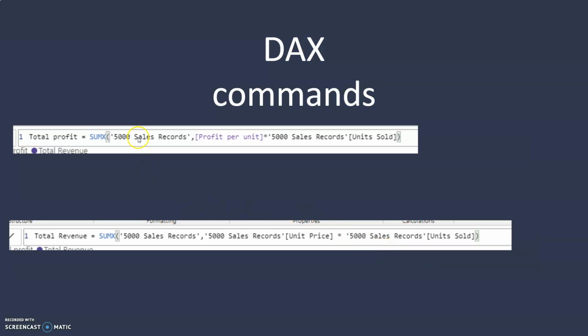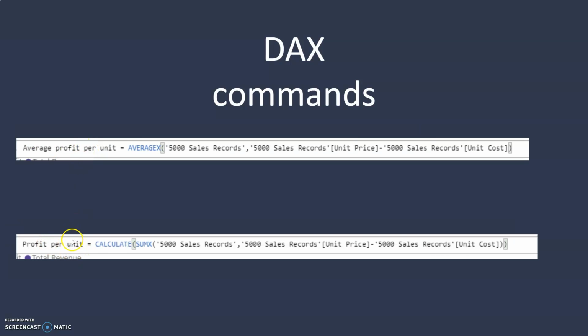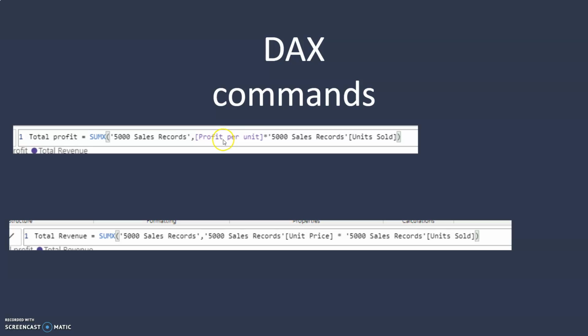The second one is profit per unit, which I got by subtracting unit cost from price. The third one I got is total profit, which is SUMX over the table name, using the profit per unit I made, and profit per unit times unit sold. So how many units were sold and the profit per unit. This is the total profit which I got.